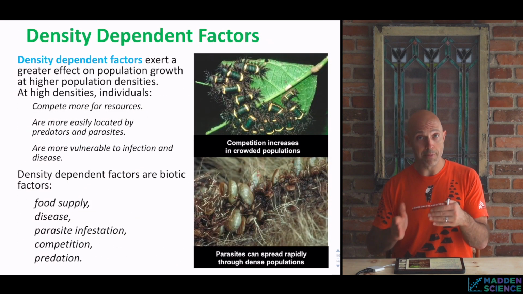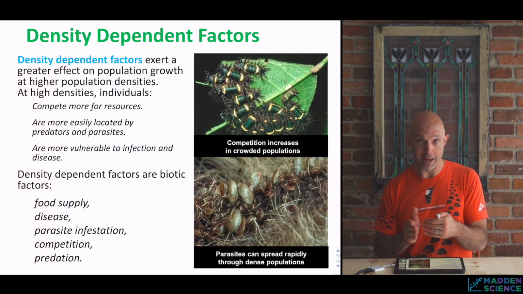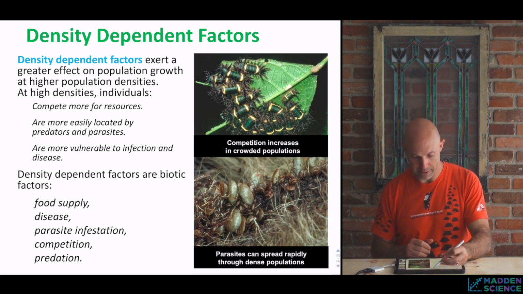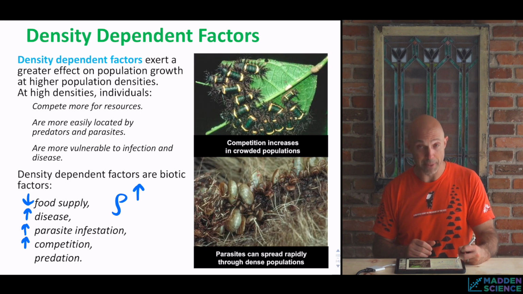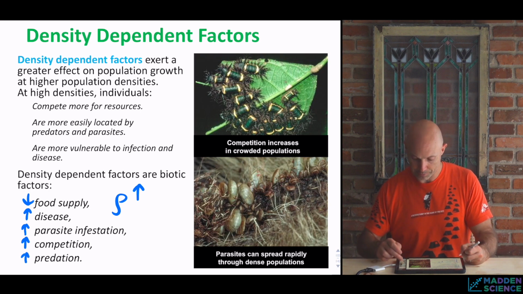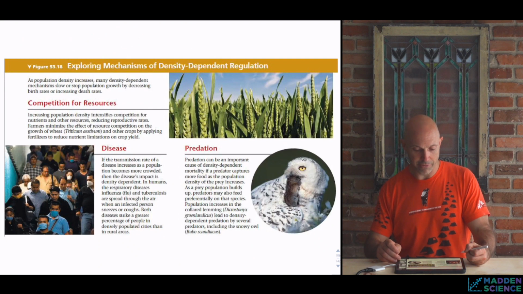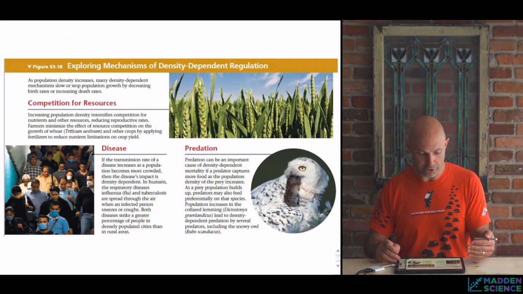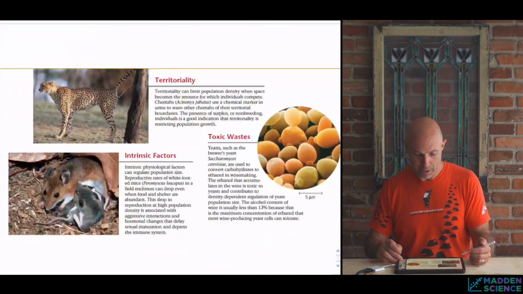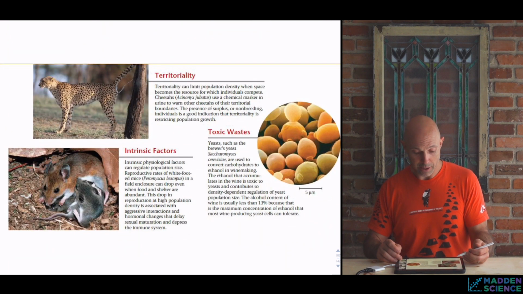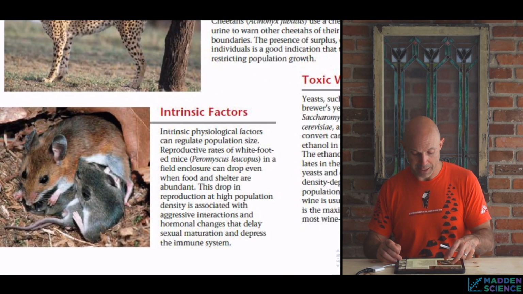Now, things that do depend on density, so density dependent factors, as density increases, you're generally going to have a dwindling food supply, increase in disease, parasite infestation, competition, and predation. Some of these intrinsic factors of density-dependent regulation would include competition, disease, predation. So here they are with a slightly longer explanation in a picture, along with territoriality. Sometimes intrinsic factors would be genetic.